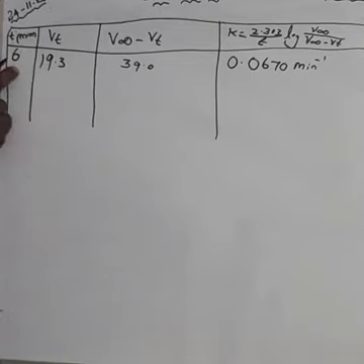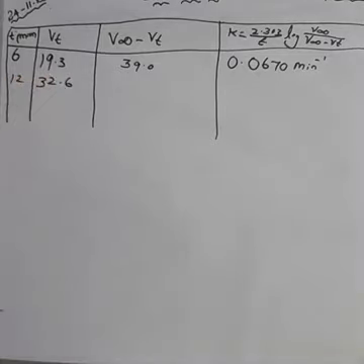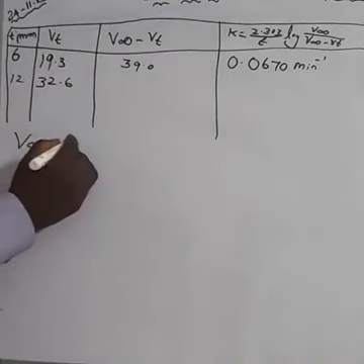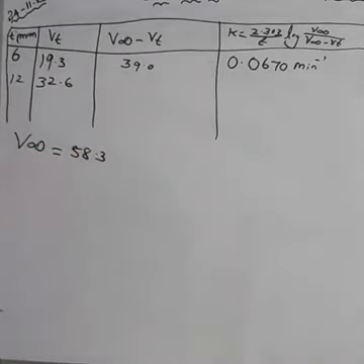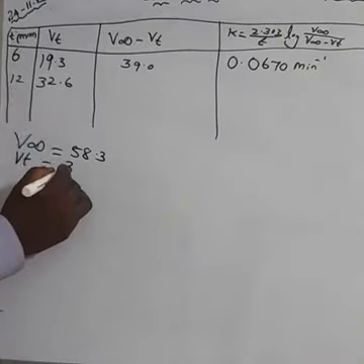Okay. Next, we have to find the next 6 minutes. That is, 6 minutes is over. What is the next 6 minutes? That is 12 minutes. As per the textbook, the V2 value is 32.6. So we shall find V infinity minus Vt. V infinity, from the table column, is 58.3. Vt, as per the table column, is 32.6.